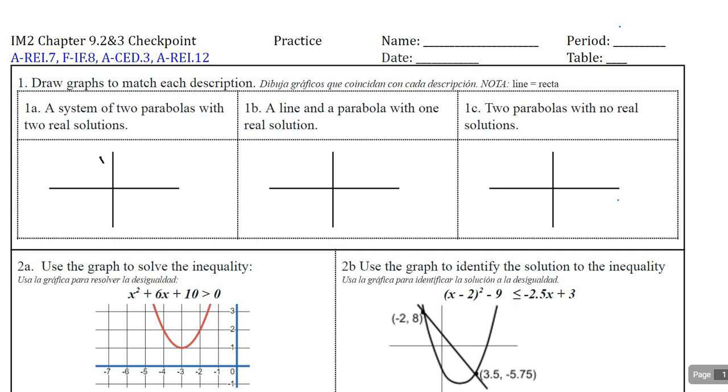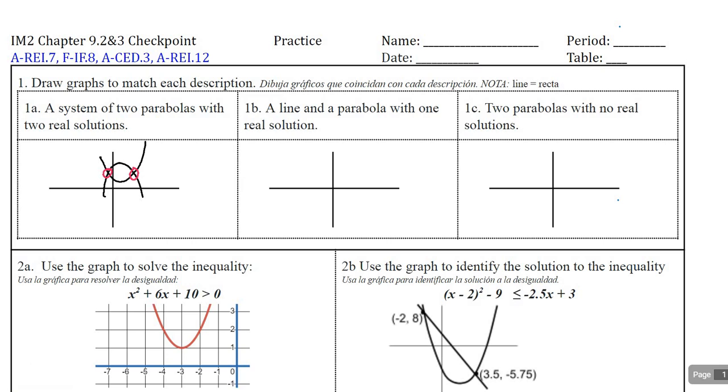Okay, here I go. First parabola, second parabola. And here are my solutions, where the parabolas cross. Next, 1b says a line and a parabola with one real solution.